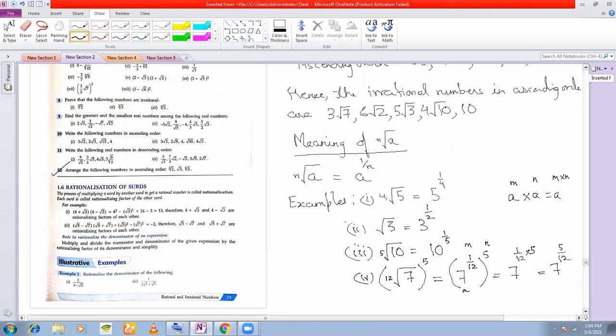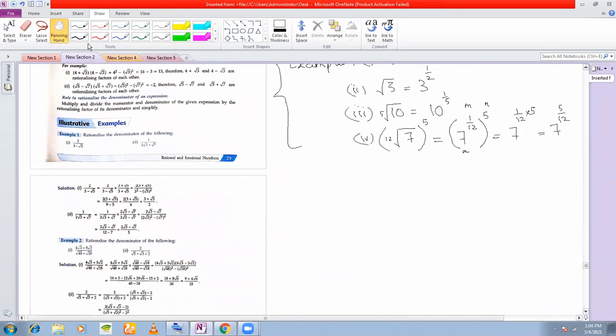Is that absolutely clear, this rule? We'll come back to this rule when we'll be doing indices. But for the time being, whatever I have told you, is that absolutely clear? Or any explanation on this you want? Yes, sir. No explanation? No, sir. Fine.